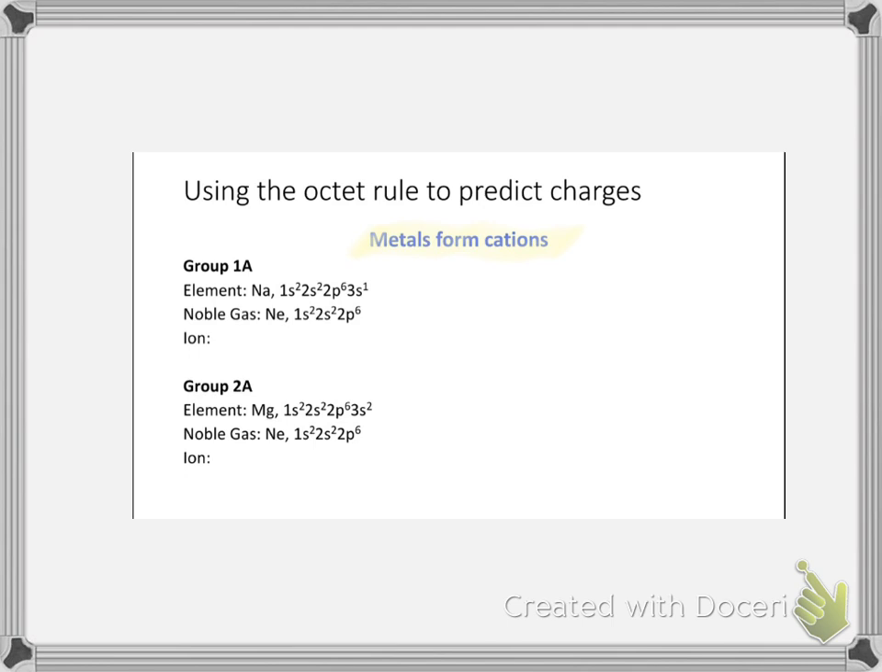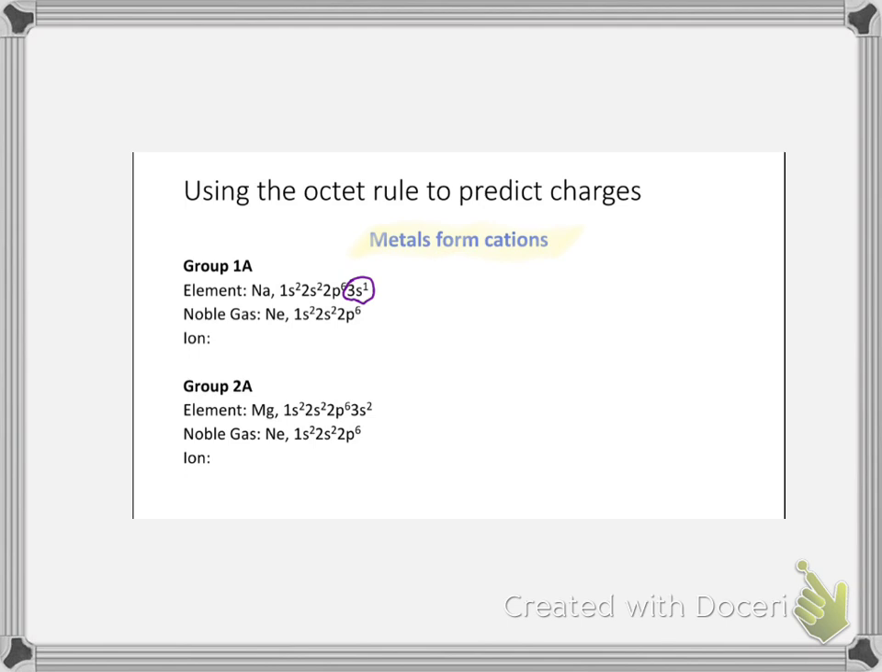All right, so let's look at our examples. I just picked one element from group 1A and one from group 2A. I'm in the third period with sodium. For group 1A, I wrote down the electron configuration for sodium. Sodium's valence electron is this 3s1. The third level is the highest, it's in the third period, and so that's its valence electron.